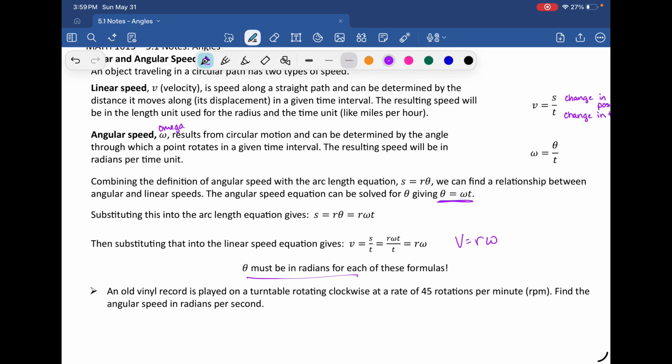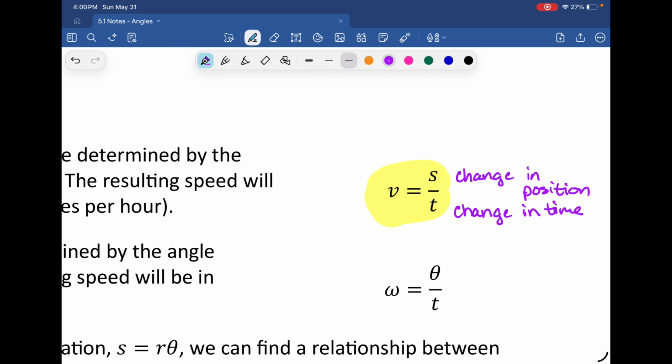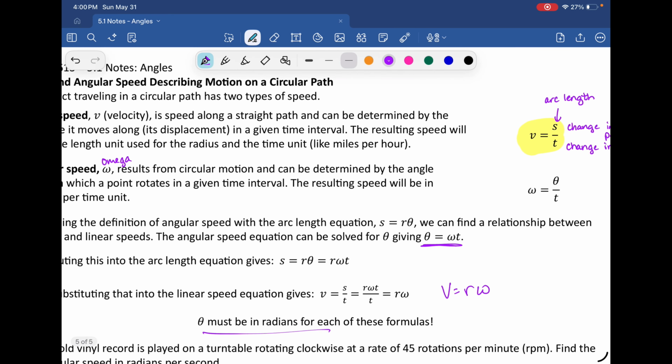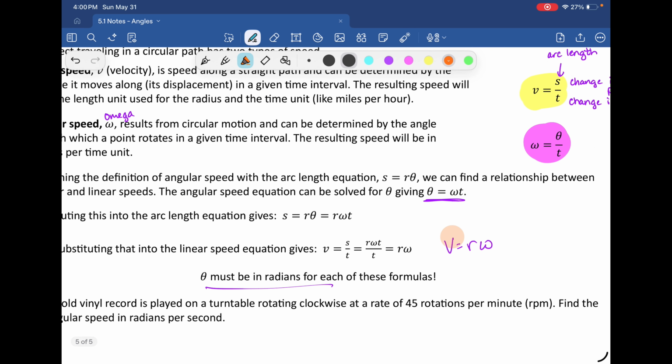Okay, that's a lot. The pieces that you need to know are linear velocity equals change in position over change in time. I say change in position, but we need to use the right vocabulary here. This is arc length. Angular speed: omega equals theta over time, theta in radians. And then the relationship between the two is that velocity equals radius times omega.